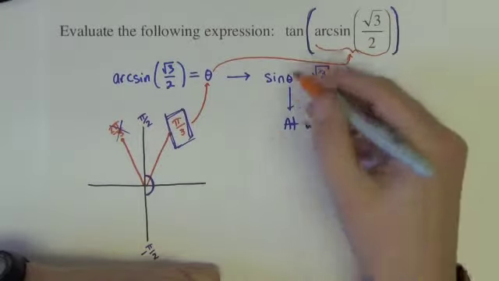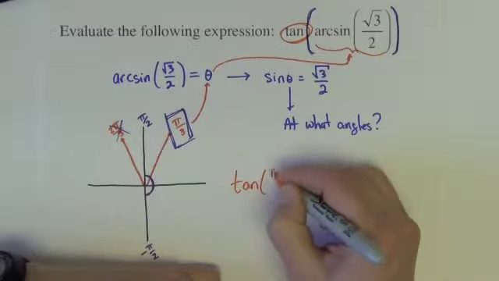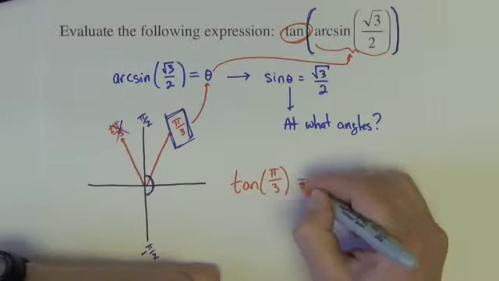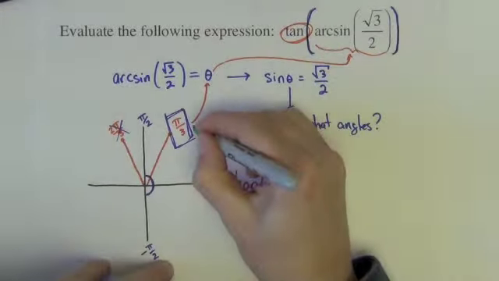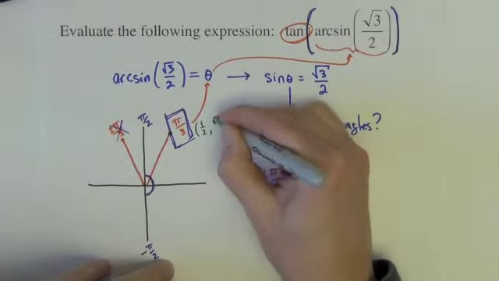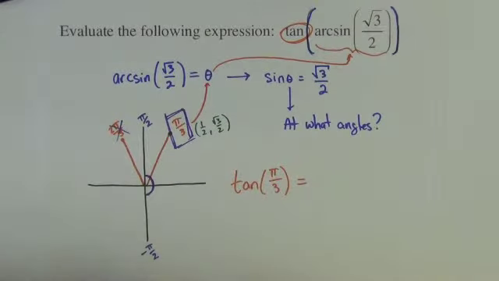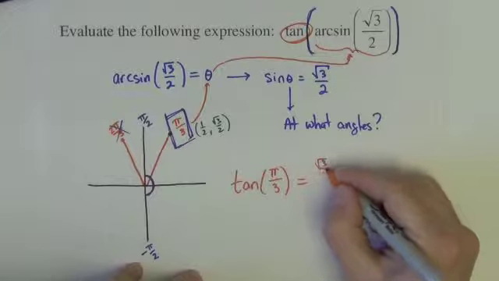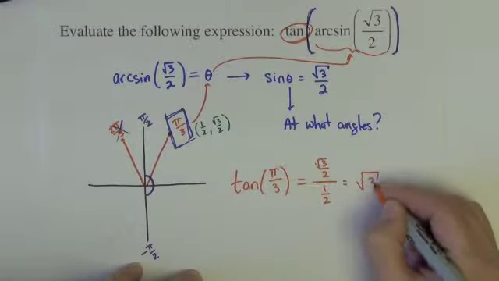Now the question becomes, now let's look at this outer piece. We want the tangent of pi over 3. Tangent of pi over 3, we need the full point. Okay, so this point right here is 1/2, square root of 3 over 2, and for the tangent we're going to divide the y over the x, which is square root of 3.